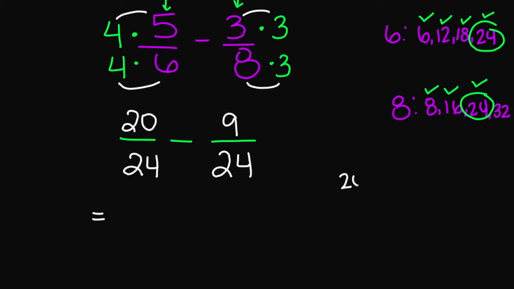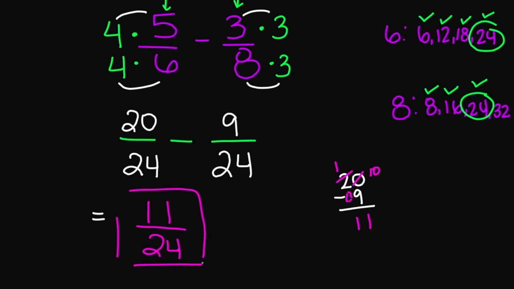So we have 20 minus 9, 0 minus 9. That's going to give us a negative number. So I'm going to borrow from this 2. This 2 is going to become a 1. This 0 here is going to become a 10. So 10 minus 9 is 1. And then 1 minus your imaginary 0 is going to equal 1. So 20 minus 9 is going to be 11. That's going to be over 24. And since I cannot simplify any further, your final answer is 11 over 24.